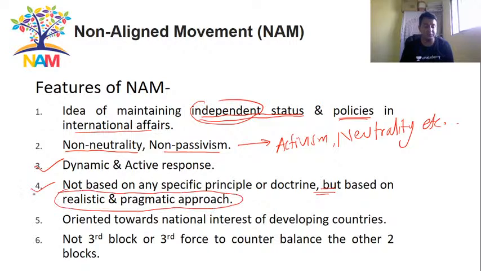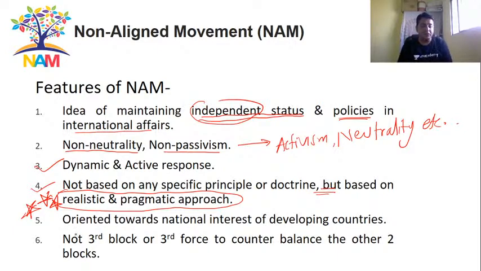Please remember this thing. This is the most important feature of NAM. It is not based on any ideology or specific principle or doctrine. It is based on realism. It is based on a pragmatic approach. And that's the universal idea.